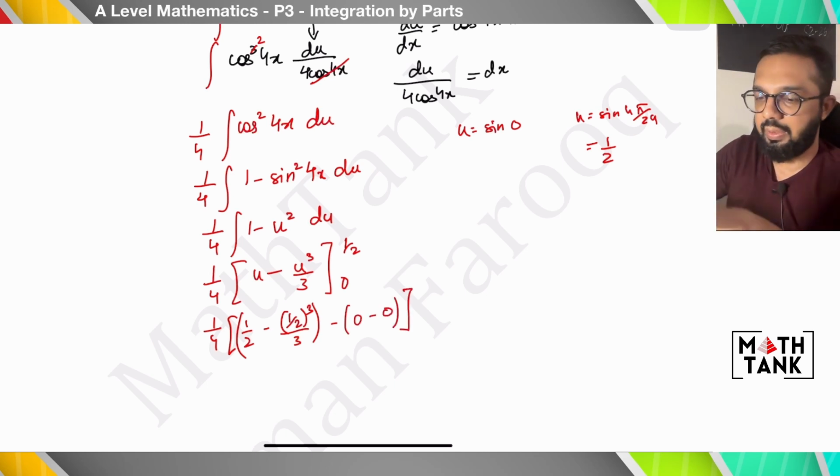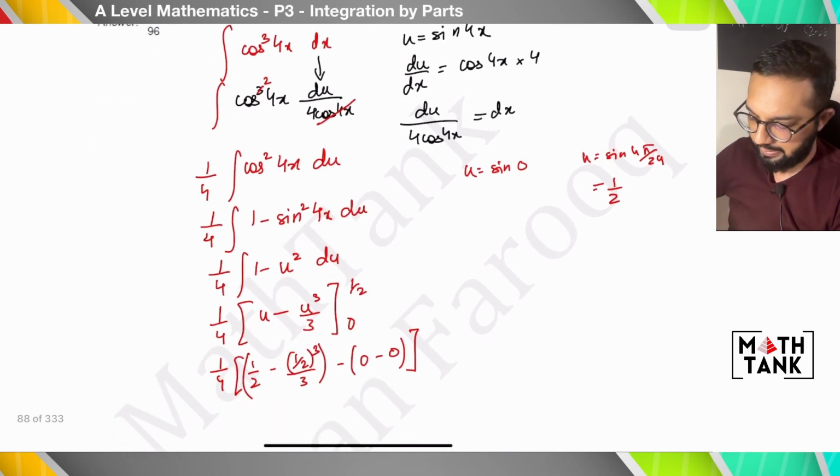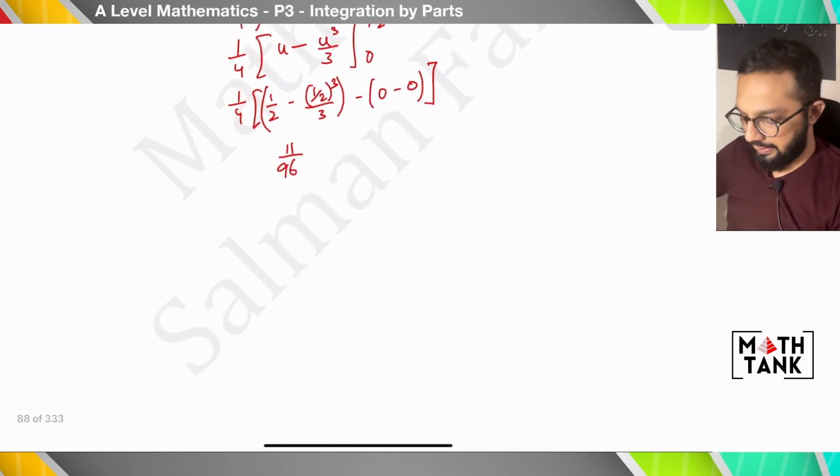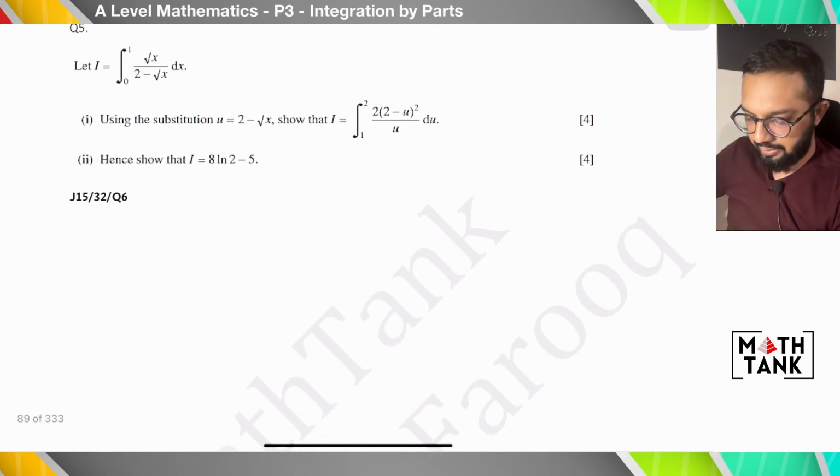So 1 over 24, 1 divided by 2 minus 1 over 24 into 4 into 0.25. 11 over 96. Yes, that is indeed the correct answer. So that gets us to another question. Let's look at question number 5.